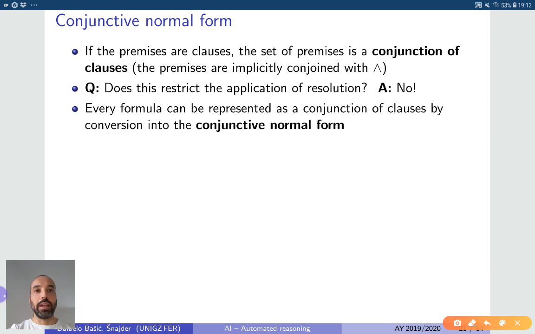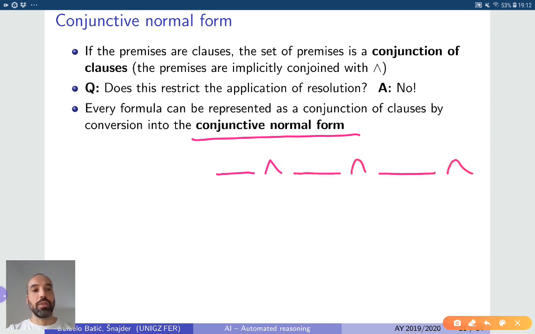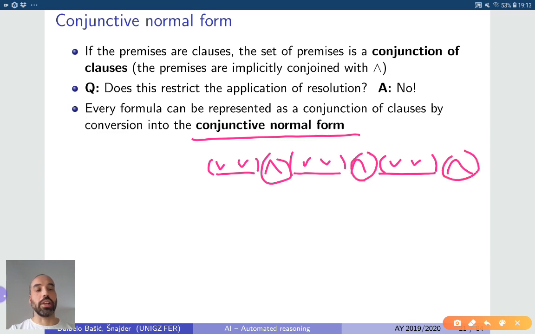And the way to do this is to convert the formula into a so-called conjunctive normal form. A conjunctive normal form basically means that I will have formulas conjoined with conjunctions, right? And each of these formulas here internally will be a disjunction of some literals, right? So it's conjunctions as the outer operator and disjunctions as the inner operator. That's called a conjunctive normal form.